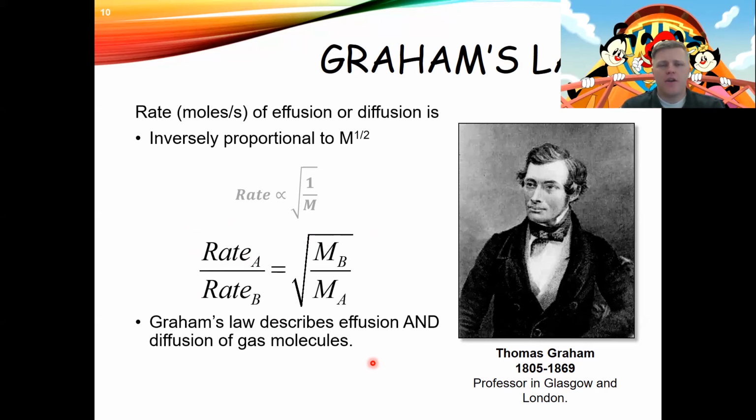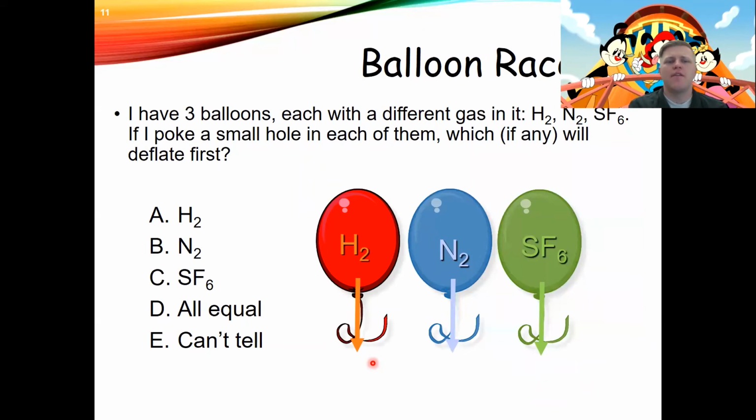All right, let's see how you're doing with this. Let's pretend I have 3 balloons. One is filled with hydrogen gas, one with nitrogen gas, and one with SF6 gas. Let's say that these all have the same volume of gas at the same temperature, so they all have the same number of moles as well. And then let's say that I open these balloons up and let the gas escape. Which one of these will deflate first? The hydrogen balloon, the nitrogen balloon, or the SF6? Go ahead and pause the video there and try and figure it out.